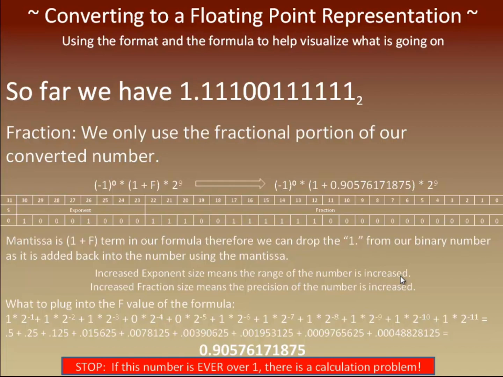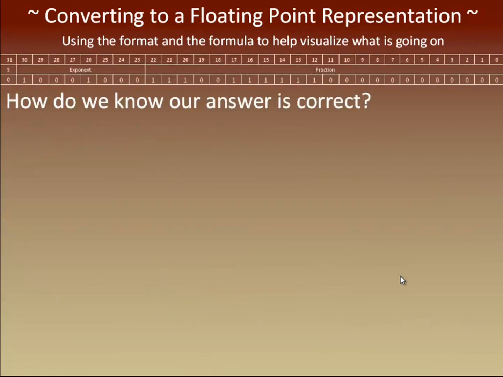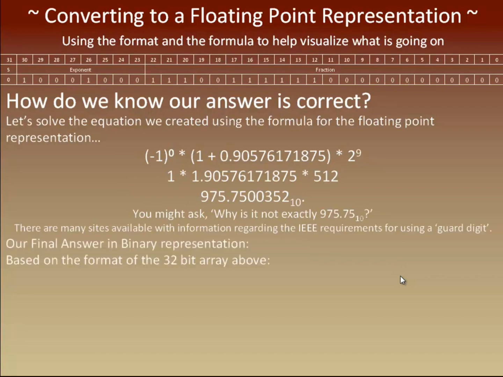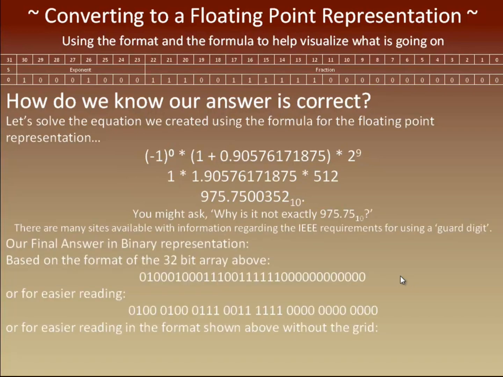So now we can see how our format is populated with a sign, an exponent, and a fraction. If you went ahead and wanted to check your work, you would have -1 in parentheses to the 0 power times your mantissa, and then you would multiply that times 2 to the 9th power. And that becomes 1.90576171875 times 512, which is 2 to the 9th, and that equals our number.